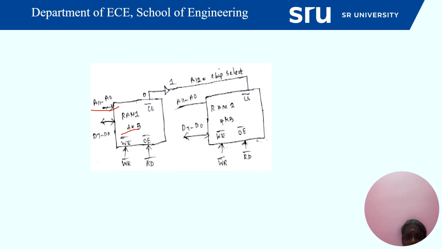And here A11 to A0, same thing, D7 to D0 bidirectional, and the only thing is that read bar is connected to the OE bar. Output enable should be enabled, then only the data will be read. And write bar from the 8051 microcontroller is connected to the WE bar of the RAM chip, write enable bar. So here also read bar from the controller goes to OE bar of RAM, and write bar of the controller goes to write enable bar of RAM 2.